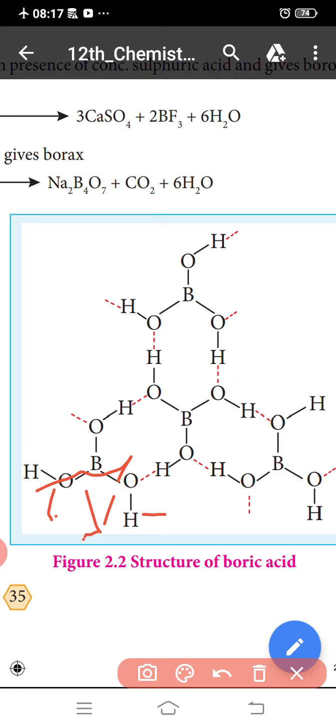Now the uses of boric acid. Boric acid is used in the manufacture of pottery, glasses, enamels and pigments, and it is used as an antiseptic and as an eye lotion. It is also used as a food preservative. These are the uses of boric acid.